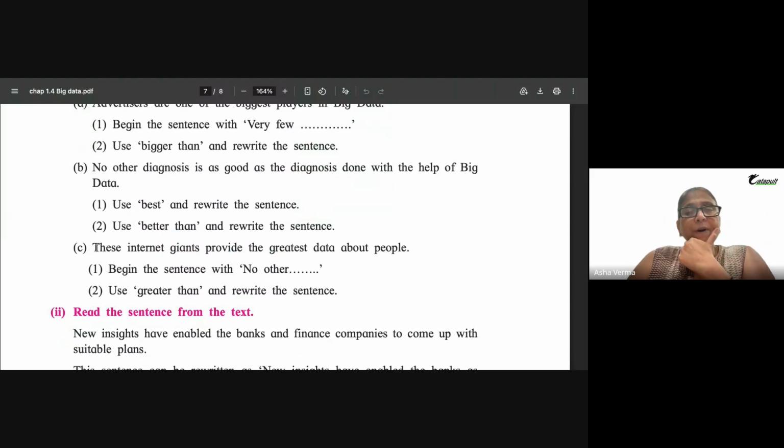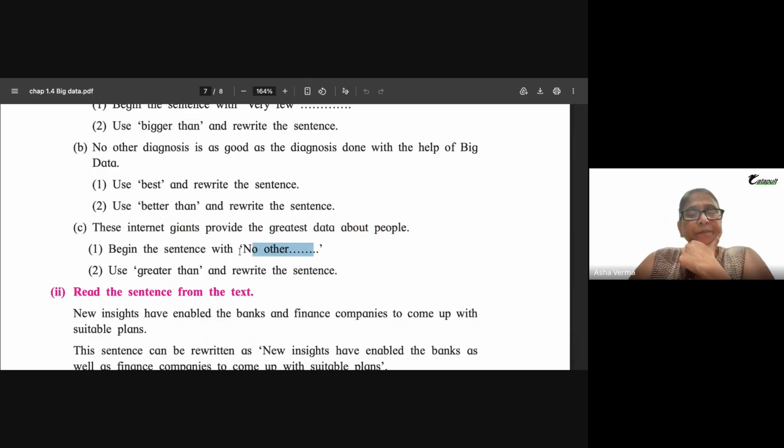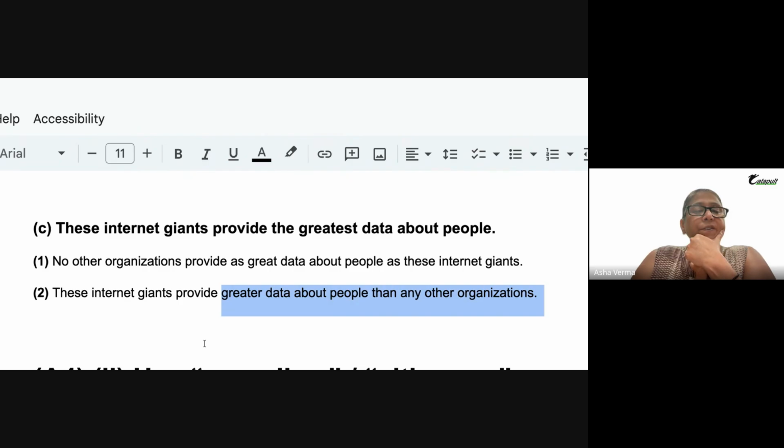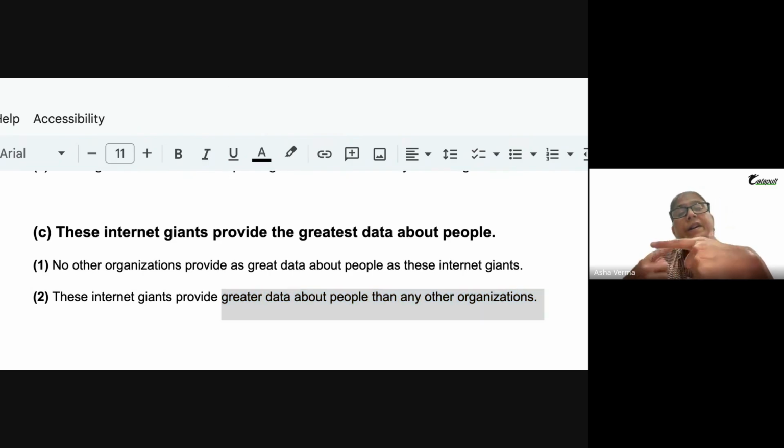The internet giants provide the greatest data about people. Begin the sentence with no other. No other internet giant provides the same amount of data about people, right? No other organization provides as great data about people as these internet giants. And these internet giants provide greater data about people than any other organizations. Right? So what you're learning is how to say the same sentence in 3 different ways. Okay.